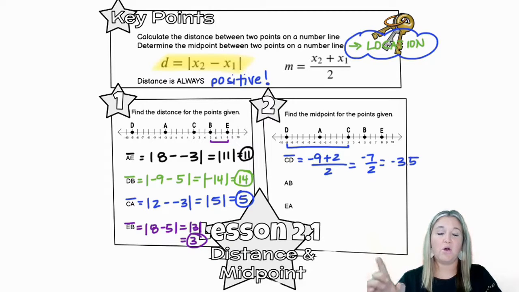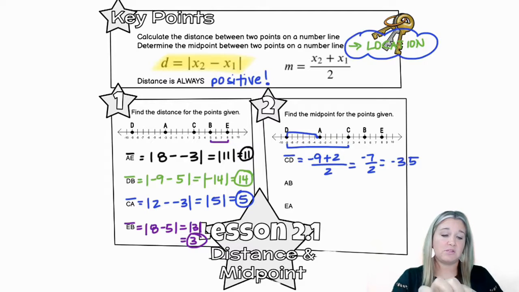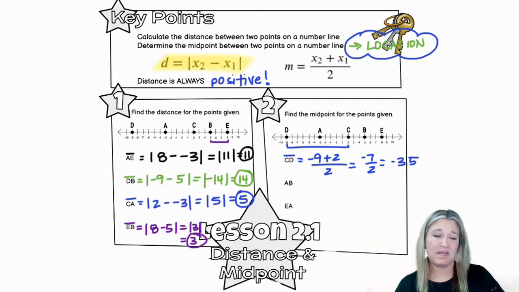-3.5. So you're saying, hold up, I thought you said distance is always positive. Distance always is. This is midpoint. It's a location on the number line. So the location on the number line is going to be about right here. And you can see that this distance is the same as this distance. Okay, so that's why we can have a negative midpoint, but not a negative distance.